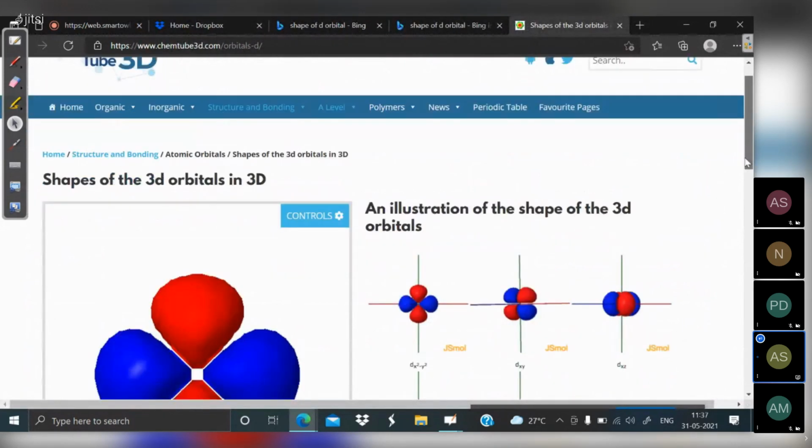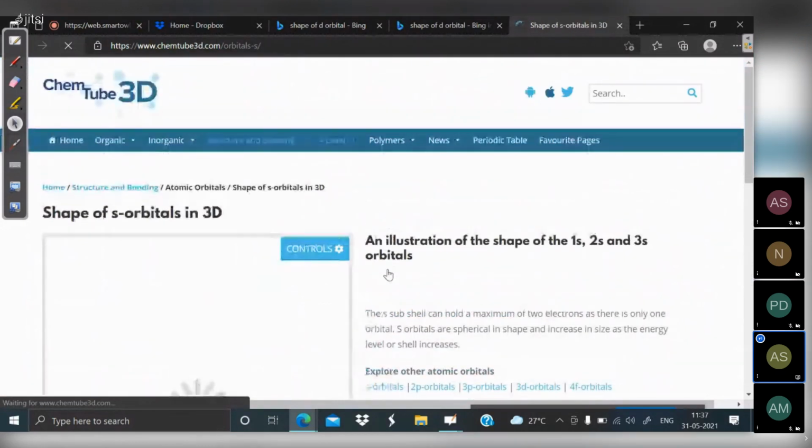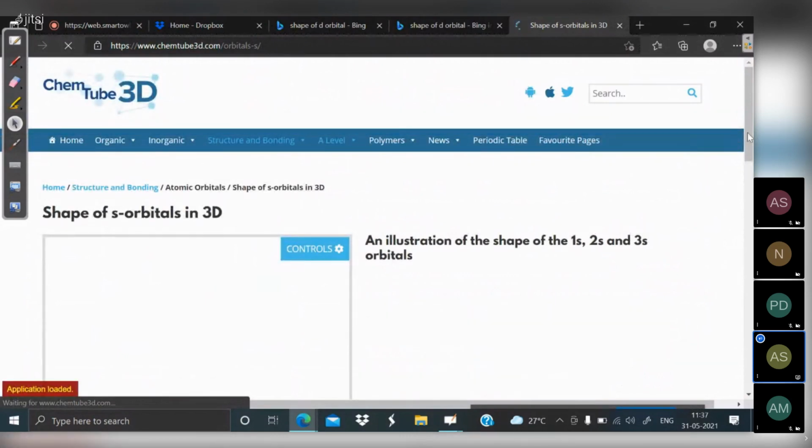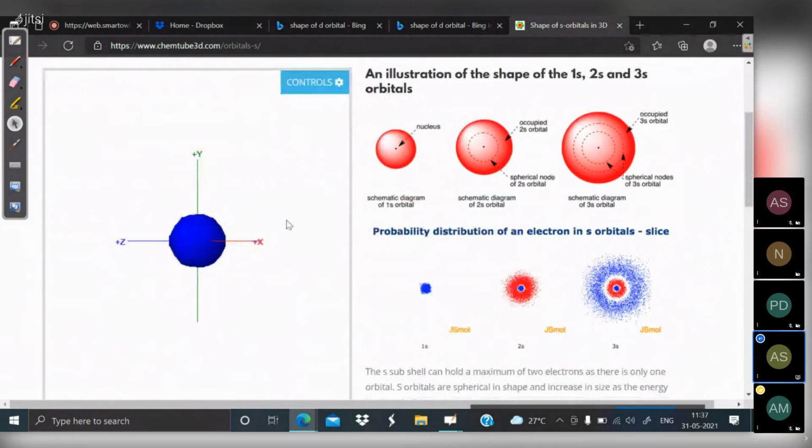So first we have to see the shape of the s orbital. I told you yesterday, when I taught you about the azimuthal quantum number, that the s subshell is spherical in shape. It is looking like a football. So over here, now you can see, this is the shape of the s orbital. Can you see the screen?